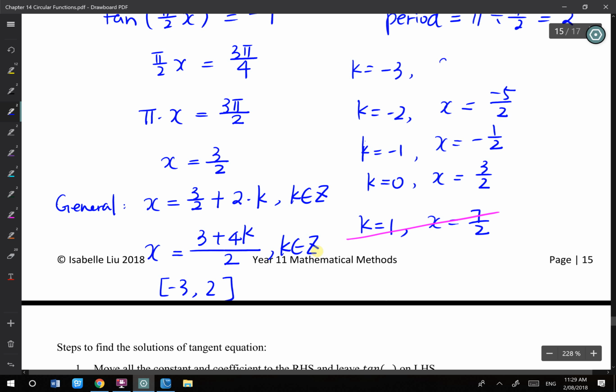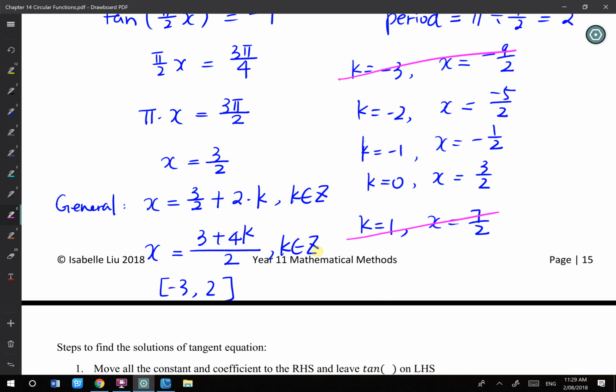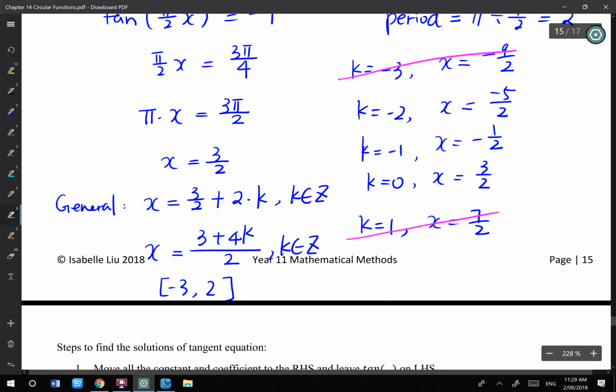So k equals -3. x is 3 minus 12, minus 9/2. That's minus 4.5 already. That one doesn't work. So I should have 3 x-intercepts: minus 2.5, minus 0.5, and 1.5.